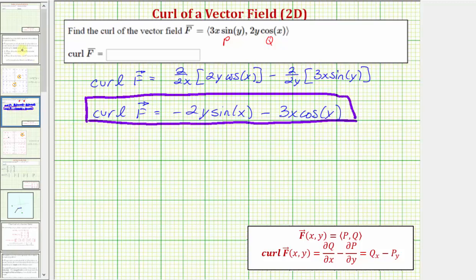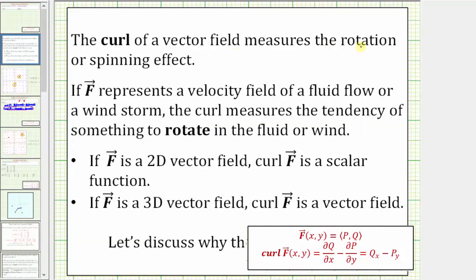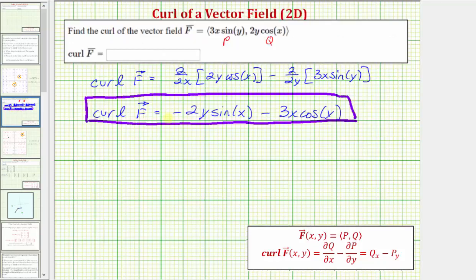Now remember, the curl of the vector field measures the rotation or spinning effect at a given location. So let's go ahead and evaluate the curl at 2 points in the given vector field, then look at it graphically. So let's find the curl of F at the point pi comma pi. Let's also find the curl of F at the point negative 2.5 comma 2.